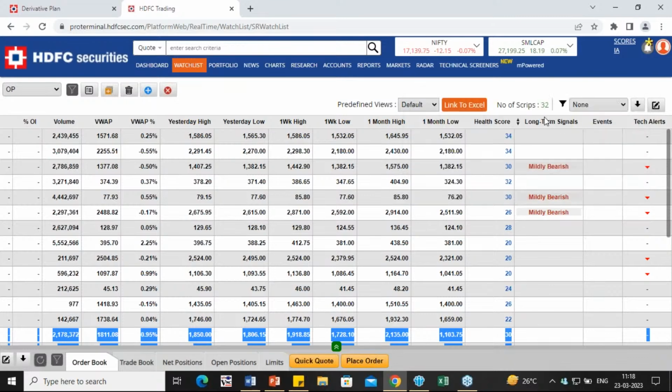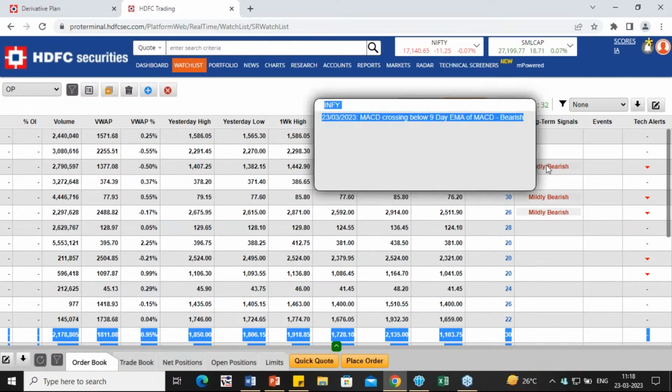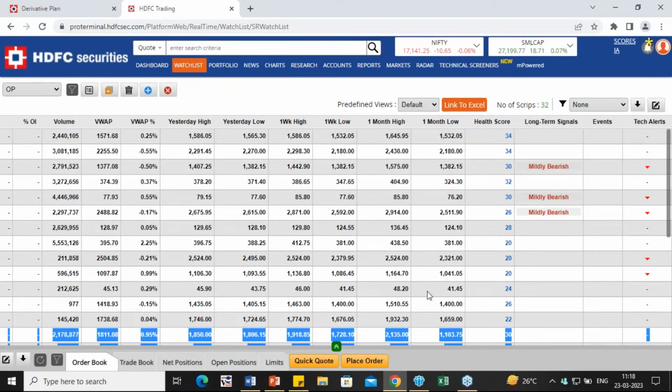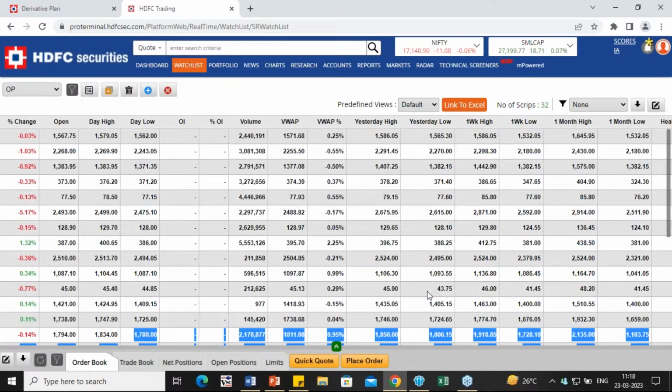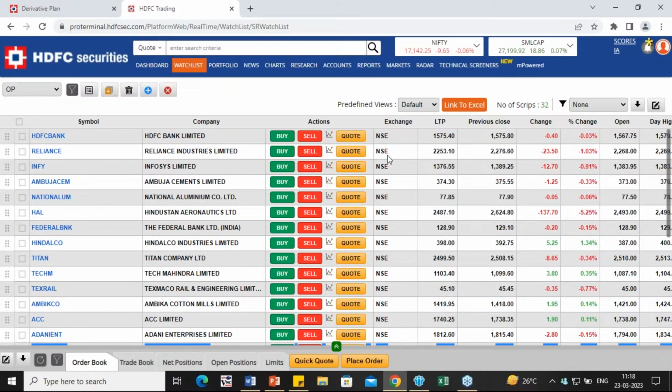If you want to see the long-term signals, it's showing mildly bearish. You can just move the cursor over there. It will show all the description of why we are giving mildly bearish over there, right? So this is our watchlist.